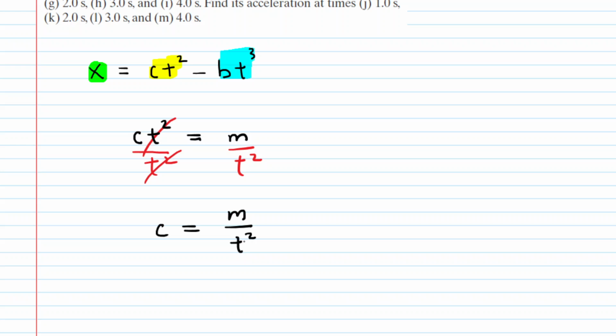Now, of course, time is measured in seconds. So if we substitute the dimension of seconds for t, we would have meters per second squared. This would be the correct unit for the value of c.